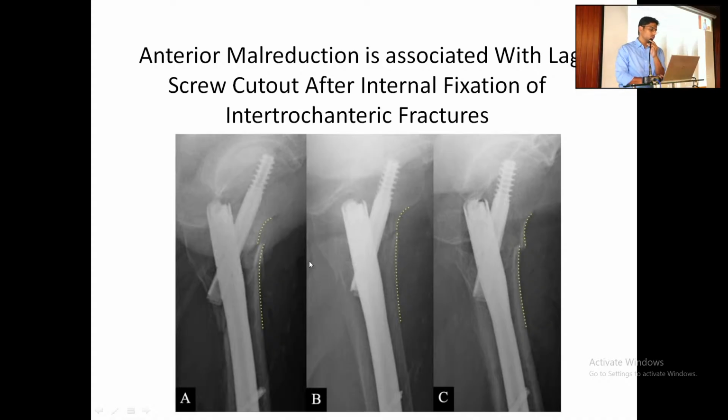So our study is to see whether this anterior malreduction is a risk factor for screw cutout or not. What they have done is they have taken all the patients of anterior malreduction as one set, and the remaining patients with anatomic and posterior malreduction as one set, sir.